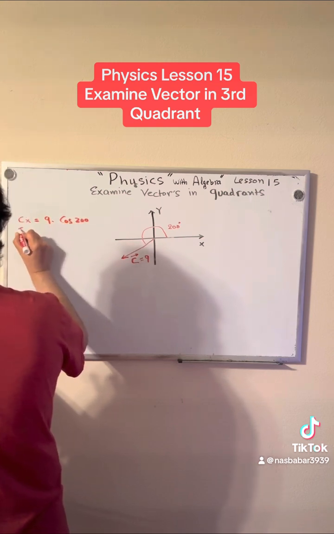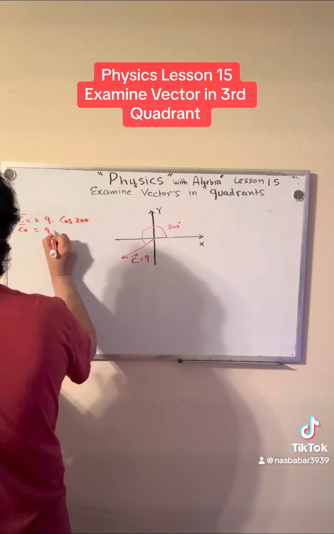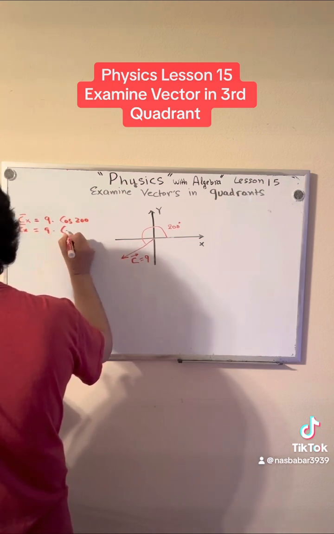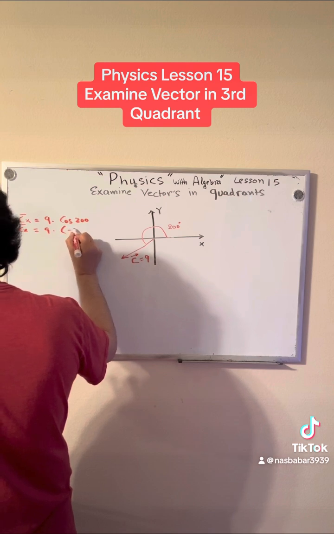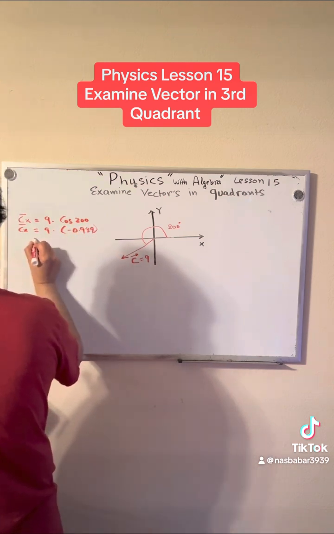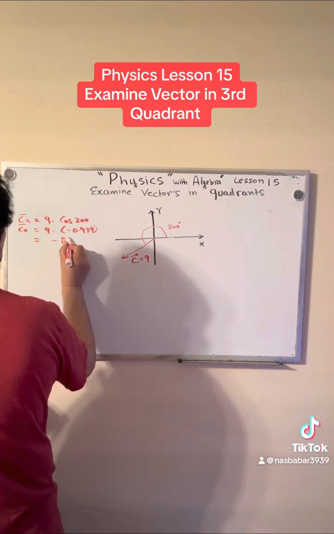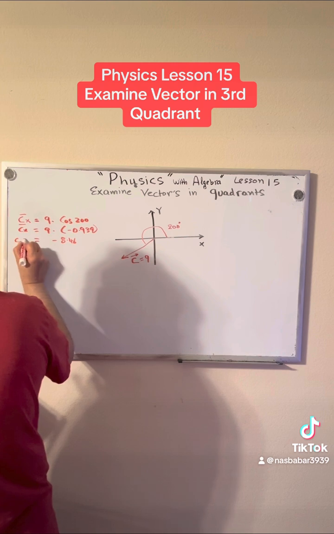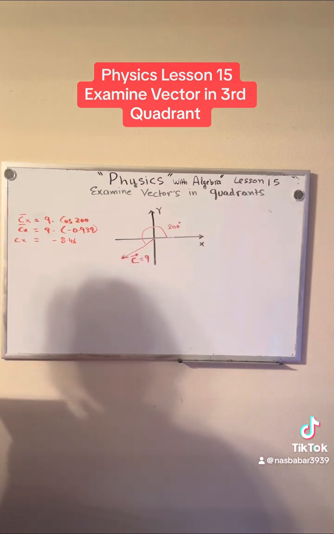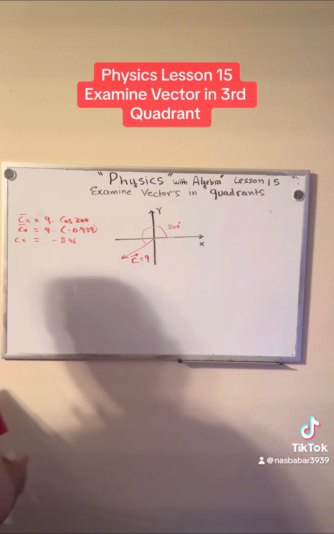So c of x is equal to 9 multiplied by cosine of 200. C of x is equal to 9 times cosine of 200, which is negative 0.939, and when you calculate this, the answer is negative 8.46. So that's my horizontal component, which is going in this direction. That's why we have a minus sign.